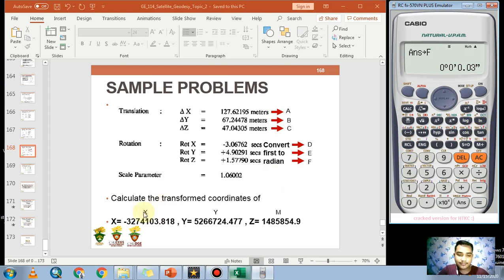Next is sa kaning atong value nga gusto i-transform. Ato siyang i-store sa X, Y, and M. For X, we have negative 3274,103.818.